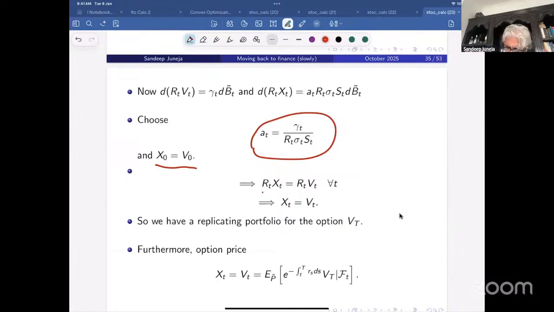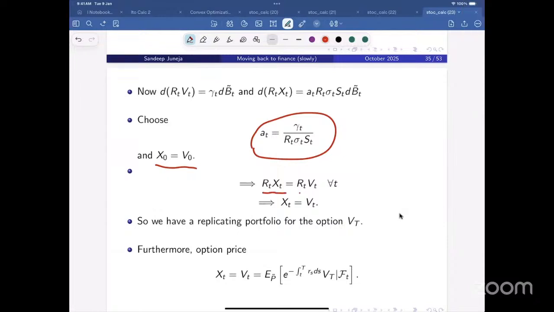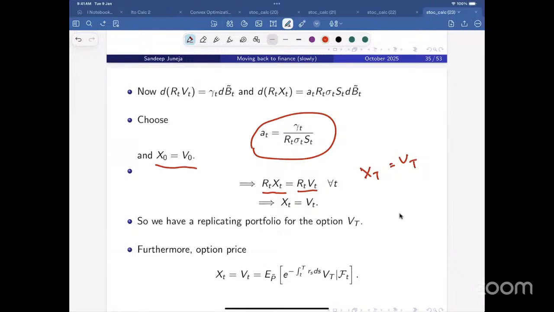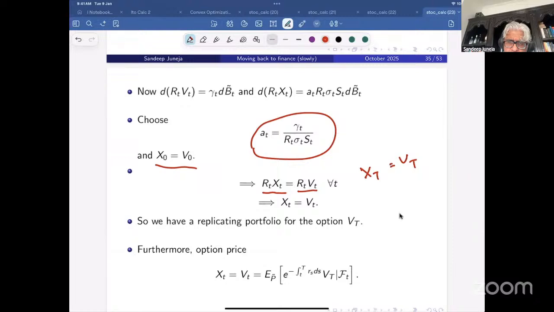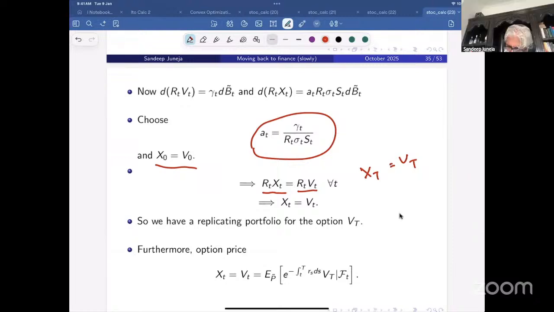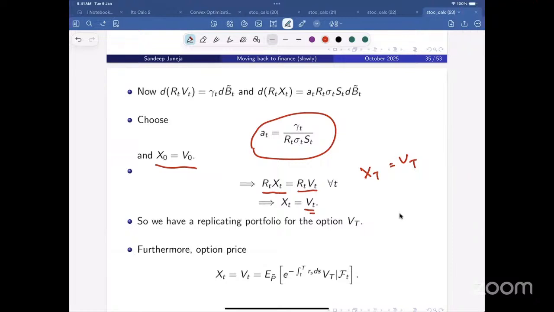Turns out that because of coefficient matching, this equation will be true, which is no big deal. What's a big deal is that you have Xt equal to Vt. That tells you that the portfolio process you have exactly replicates the option. Now the value of that portfolio process turns out to be Vt, and hence the value of the option is Vt. So this is where the Vt gets its sanctity. So this is very important.